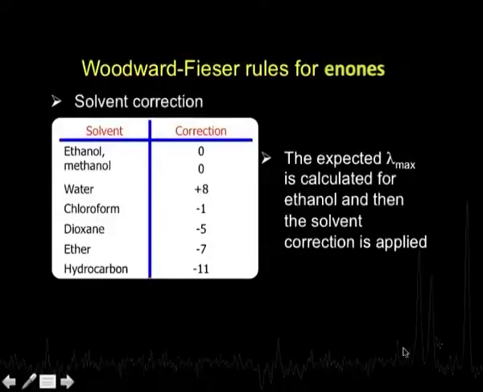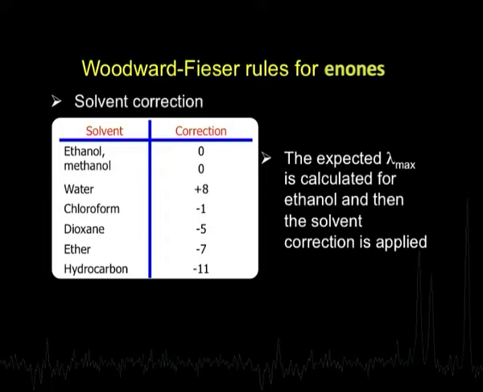But suppose I make a measurement in a different solvent, then I have to bring in the contribution of the solvent also. There is something called solvent correction. Incidentally, for dienes we did not have any solvent correction because the contribution of the solvent was not significant, but in this case the contribution is significant. And how do we go about it? Firstly, we compute the expected lambda max value for ethanol as a solvent on the basis of the previous two things, that is, the base values and the effect of substituents.